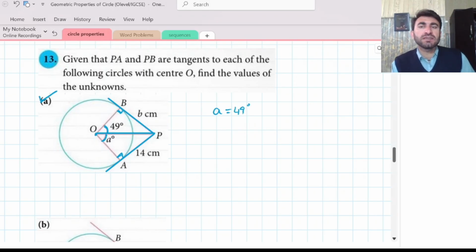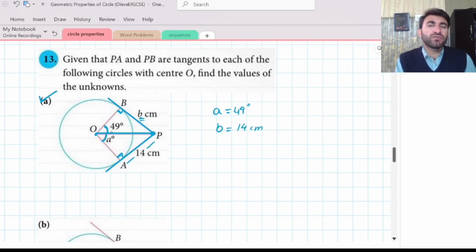Now the second thing that we have to find the value of side B centimeters, and we know the lengths of two intersecting tangents are equal. We can see the length of tangent PA, it is 14 centimeters. So length of tangent PB will also be 14 centimeter, because they intersect at point P, and the lengths of two intersecting tangents are always equal. So B is directly 14 centimeter.